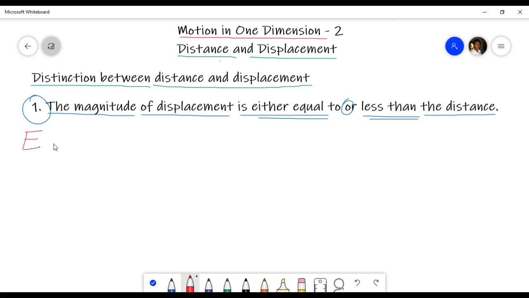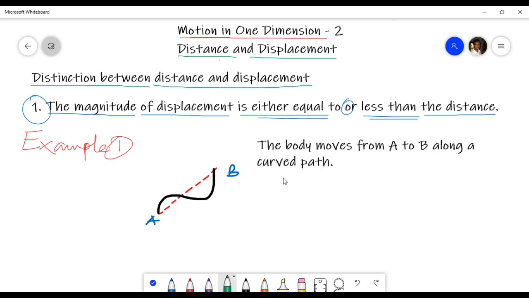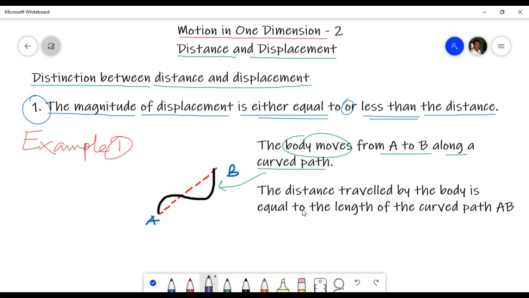Let's see an example here. This will be our first example. I'll show you 2 examples. Let us once again draw the initial and the final point. I would like to draw for you a straight path from A to B and a curved path from A to B. So the body moves from A to B along a curved path, right? Let's see the first point. The body moves from A to B along a curved path, and the distance traveled by the body is equal to the length of the curved path, right?